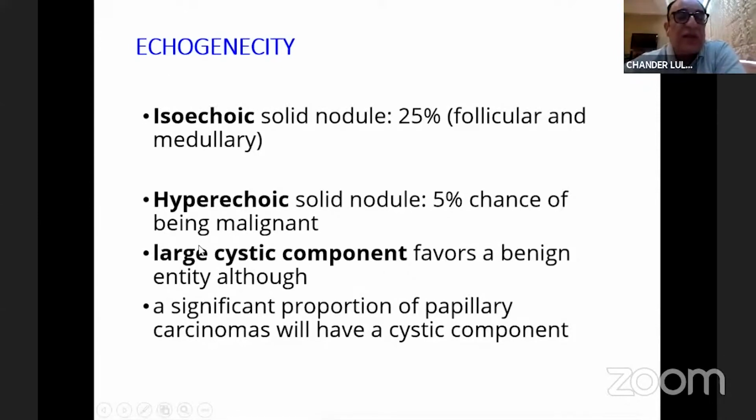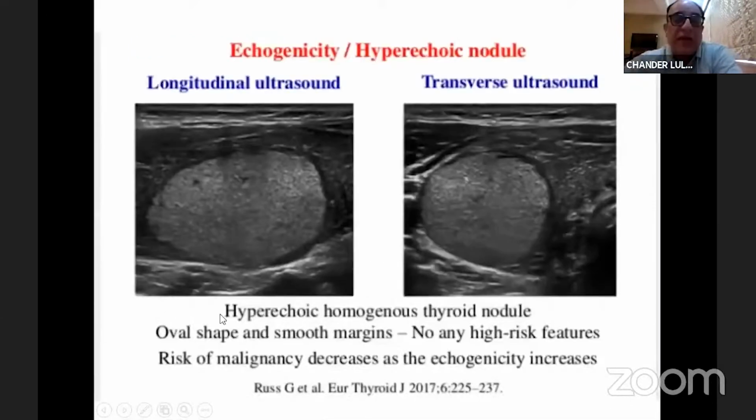So anything that is hyperechoic or brighter than the thyroid, or isoechoic, or has a large cystic component, it favors more a benign situation than a malignant situation. An increase in the echogenicity is proportional to the benign nature of the lesion. So you've got a thin halo here, that's the black capsule which is forming, it is getting compressed.